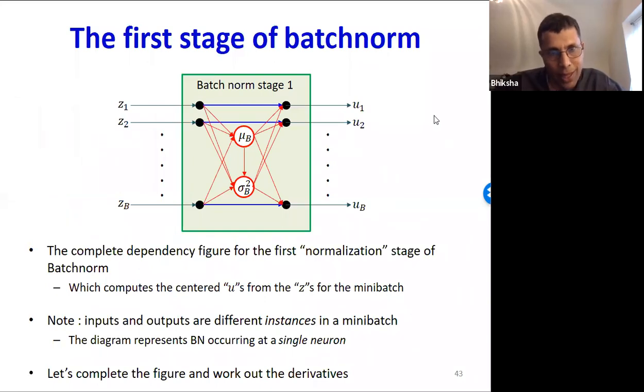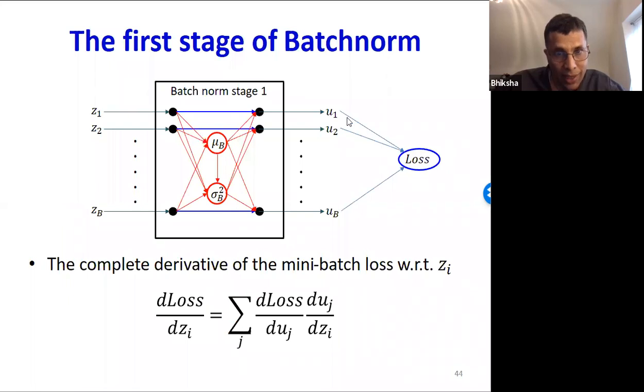No, okay. But then there's more, right? Each of these U's within the mini batch affects the mini batch loss. So if I want to compute the derivative of the loss with respect to any given Zi, I have to sum over all of the U's. And so the derivative of the loss with respect to any Zi is going to be the sum over all of the U's times the derivative of the loss with respect to the U times the derivative of U with respect to Z.